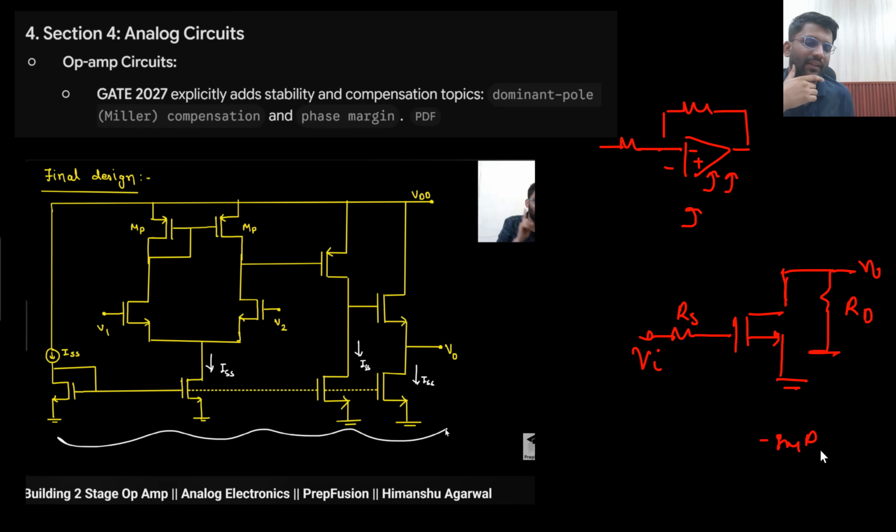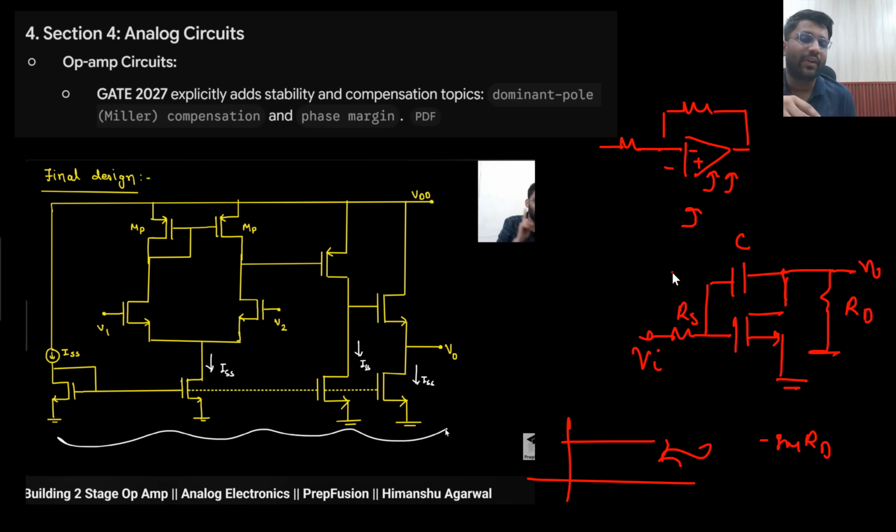Gain is minus GMRD, right? So this is the flat gain. This will be your Bode plot. If I introduce a Miller's cap, then what will happen? This is the study of Miller compensation. If I introduce the Miller's cap here, then at low frequency it will provide high impedance.